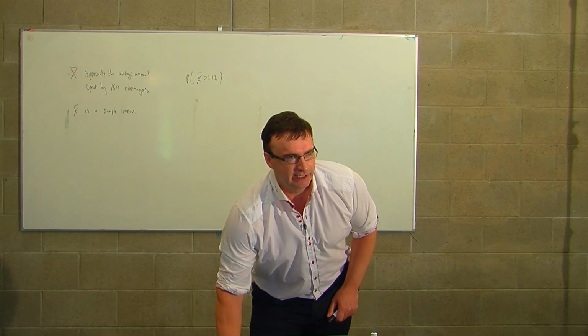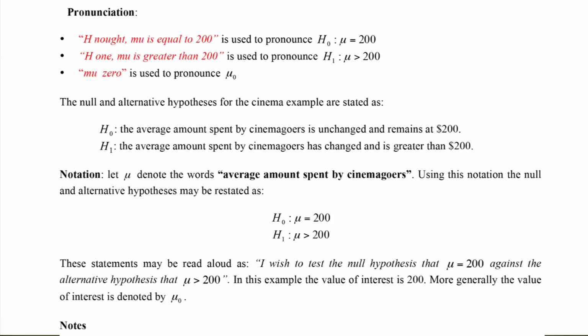Look up here. Here we have H0 and H1, and we have English words. The amount spent by cinema goers is unchanged and remains at 200. So what we said was, listen, that's a bit too long to write down. So, see this phrase, the average amount spent by cinema goers, we're going to replace that with the symbol mu. So come down here. H0: mu is equal to 200. I just read it out as H0, mu is equal to 200, or I can read it out as H0, the average amount spent by cinema goers is equal to 200.